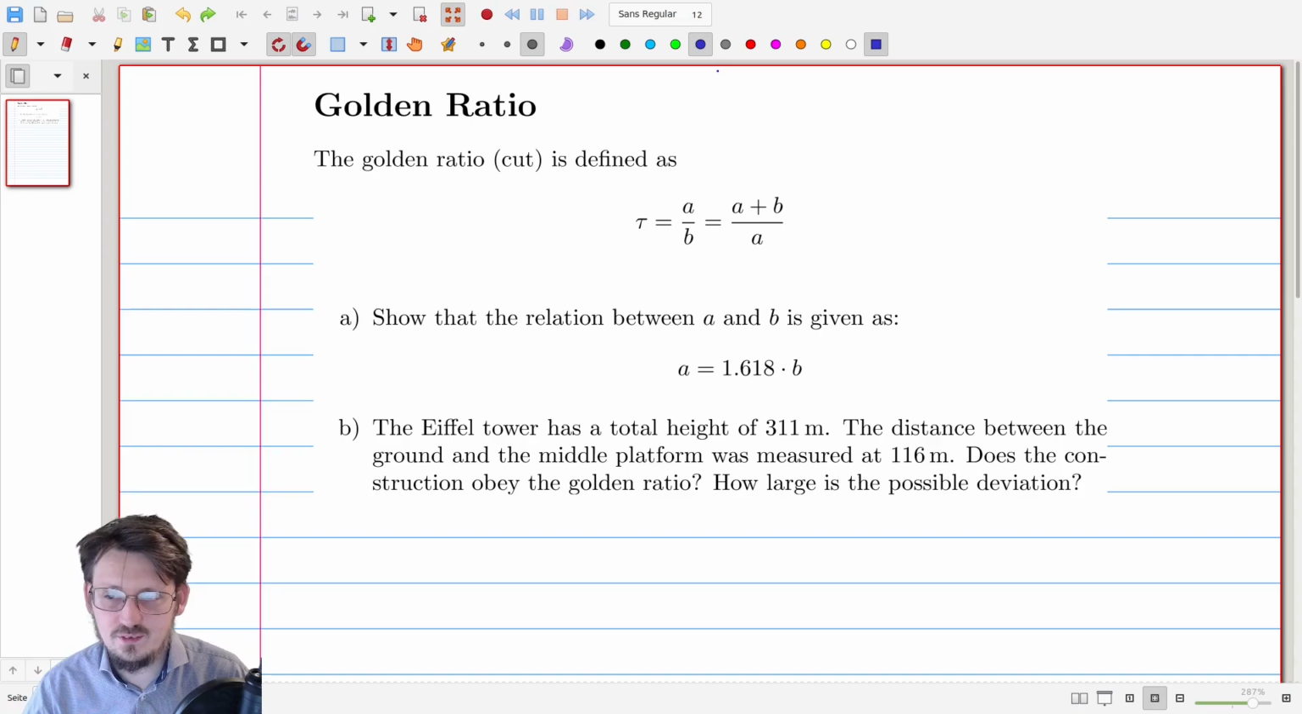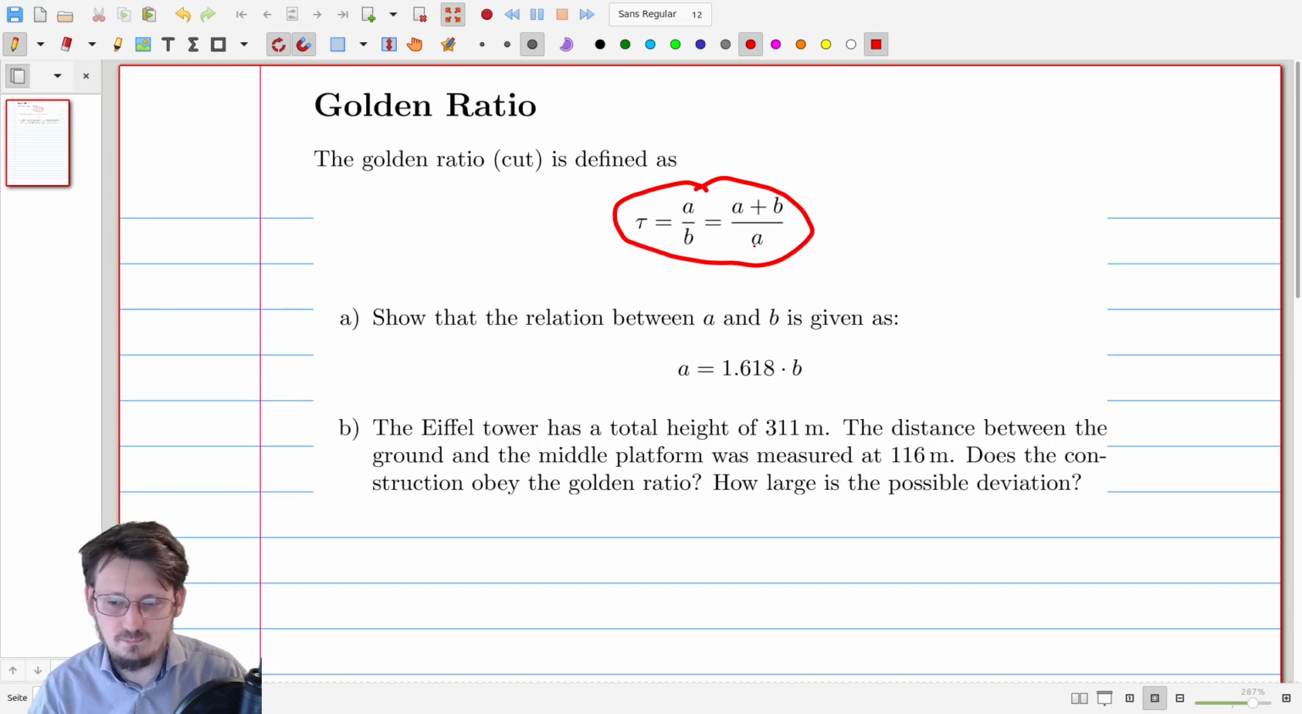And the definition is very simple. If you have a length of a line given as a plus b, and you divide this line into certain fractions a and b, then this so-called golden ratio, which is normally denoted with tau or with phi, these two Greek letters, is defined as this equation here: a over b equals a plus b over a.